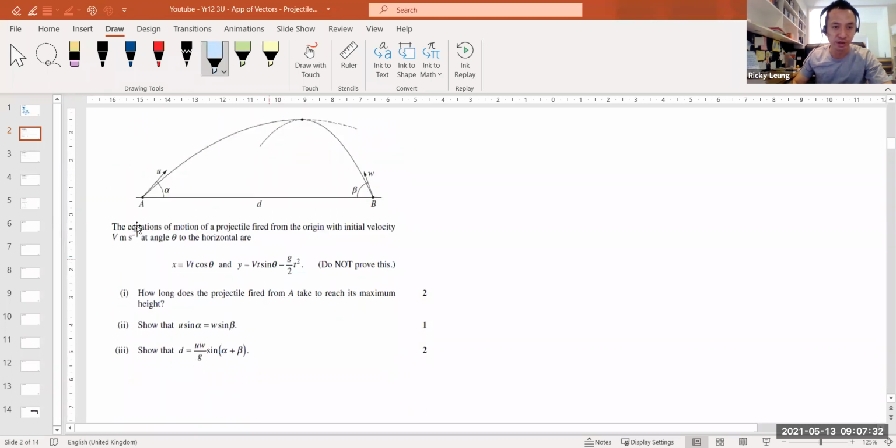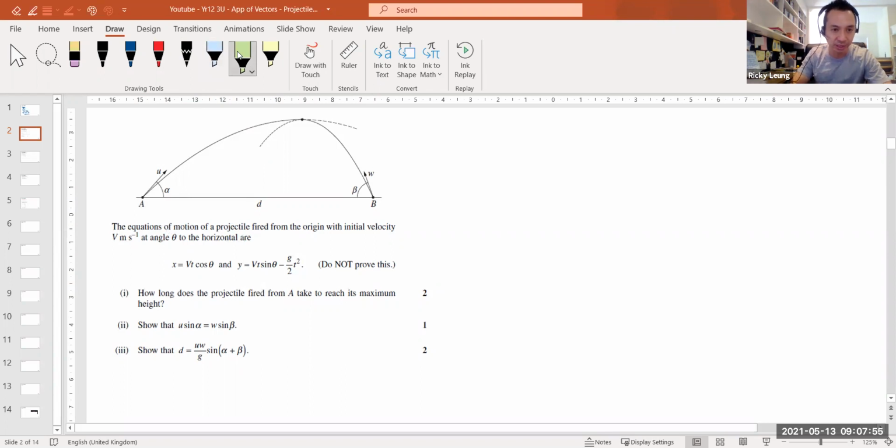The equation of motion fired from the origin, so this is at A, is given by, oh no, not at A. This is just generically, it's given by these formulas. So they basically gave you the equations of motion, right, from A and B. So all you've got to do is sub U, alpha, W, beta into that formula for replacing V and theta, and you should get it. Right? So first question, let's go through this.